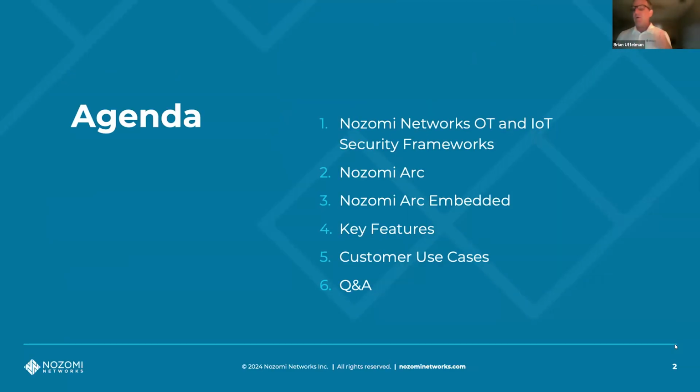This is what the next hour or so is going to look like. We're going to talk a little bit about OT and IoT security frameworks and how Nozomi Networks protects them. We're going to give a baseline about Nozomi Arc, which is a product that we launched 2 years ago, but I think it's important to understand the basics before we dive into Nozomi Arc Embedded. Again, this is a brand new solution that we launched in the market last month, and we'll go through the key features of the solution, customer use cases, and hopefully have some time for Q&A.